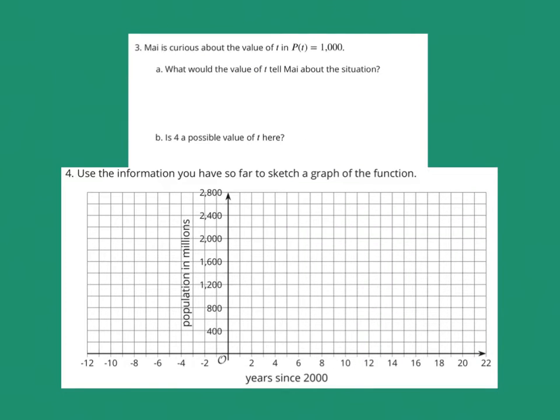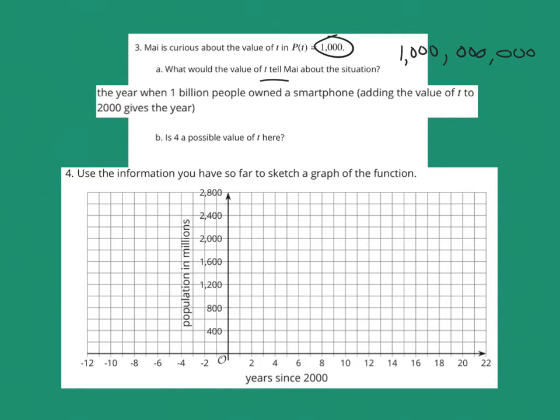Okay, so it says May is curious about the T, and P of T equals 1,000. Now keep in mind that this is 1,000 million, so 1,000 but with 6 zeros on the end. So to correctly interpret this, that's 1 billion. So what would we tell May about the situation? I'd say T represents the year when 1 billion people owned a smartphone, right? Adding the value of T to 2000 would give you that year. So if T was 7, then we'd say in 2007, that's the point when 1 billion owned a smartphone, and so on and so forth.